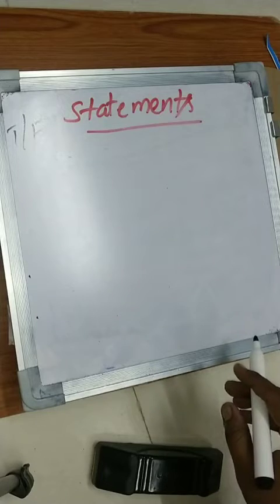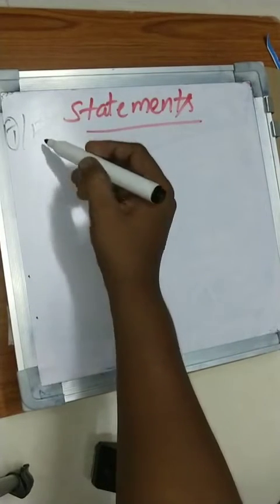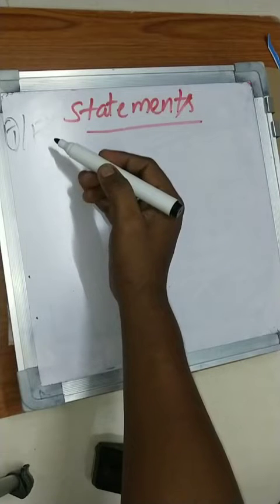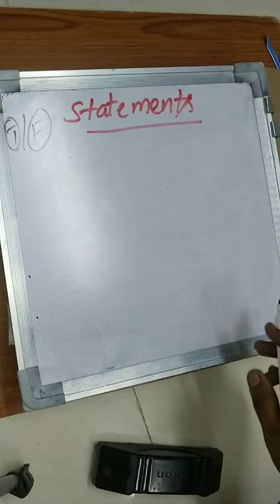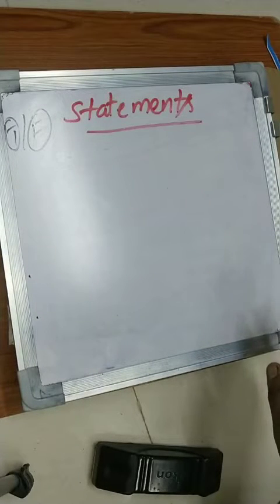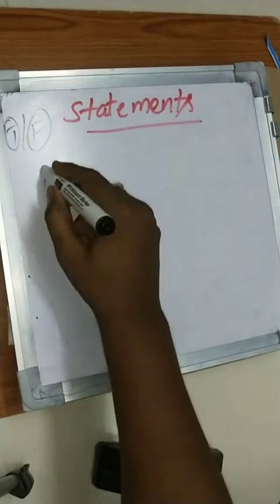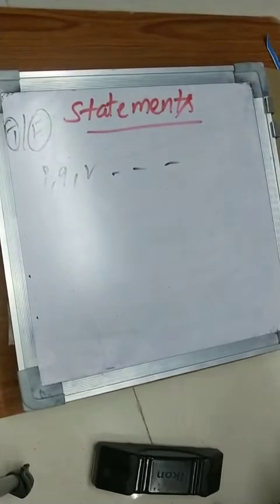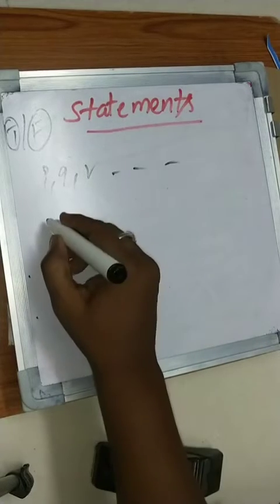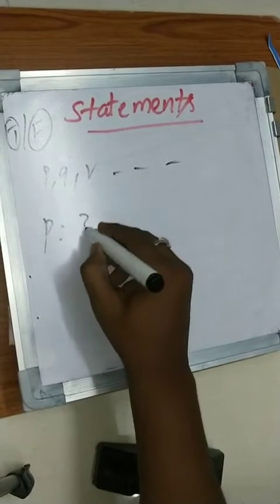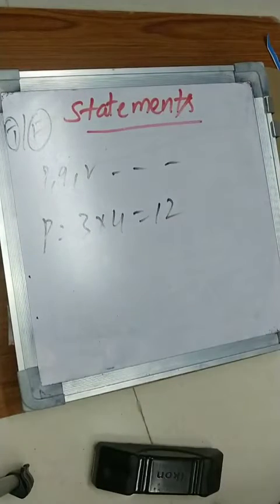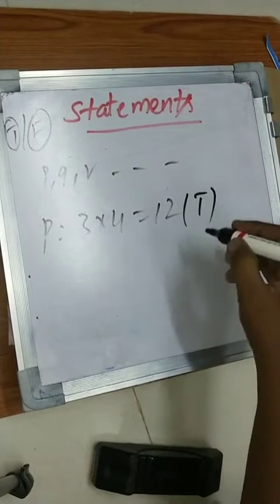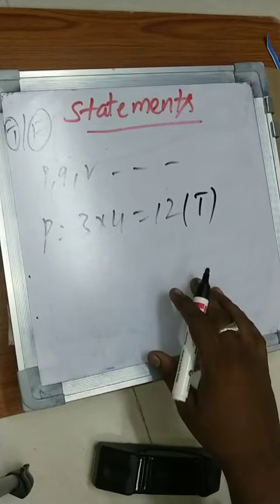The truthness of a statement is denoted by the letter T, and the falseness, that is its falsity, is denoted by the letter F. We use lowercase letters p, q, r, and so on, to denote statements. For example, let p be the statement 3 into 4 is equal to 12. So its truth value is true. So it is a statement, right?